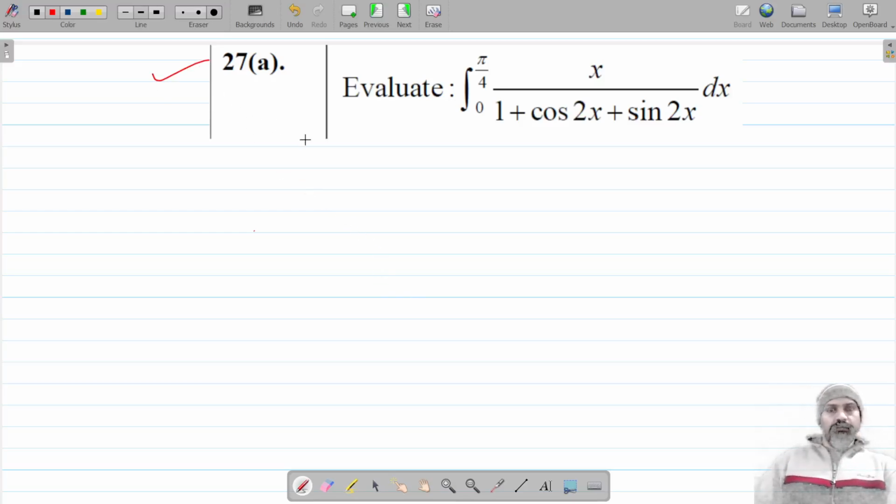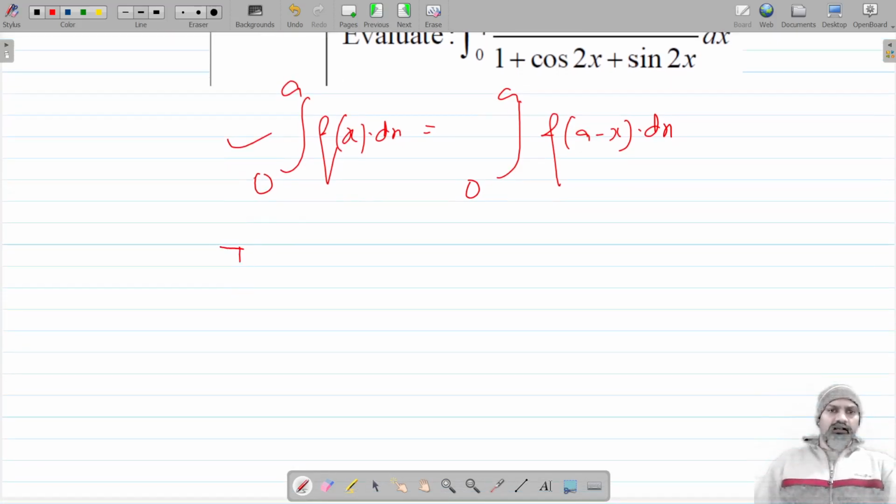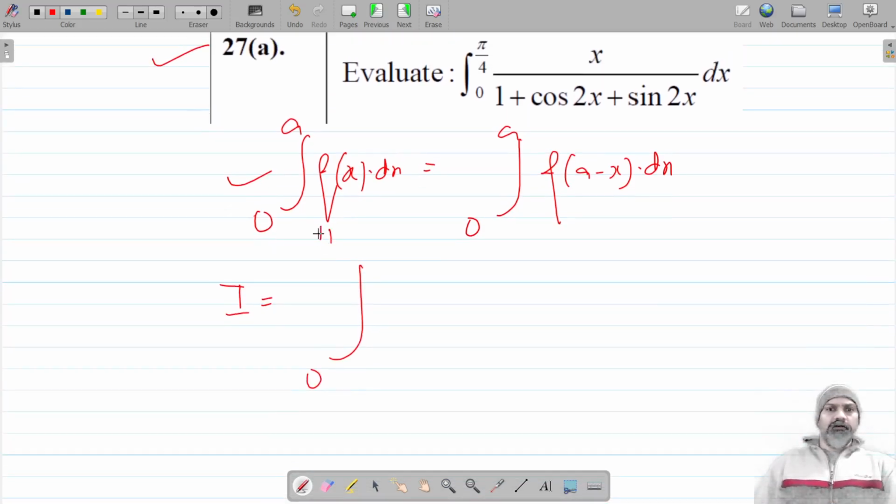For question number 27, part A, we have to evaluate the definite integral. Because it's a definite integral, let's try to use the property which says that if the limits are 0 to a and the function is f of x dx, it can be written as the integral from 0 to a of f of a minus x dx. Using this property, our integral, let's say this is I, becomes the integral from 0 to pi by 4, with a as pi by 4, of f of a minus x.